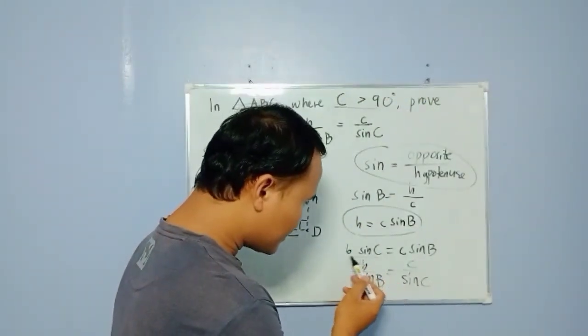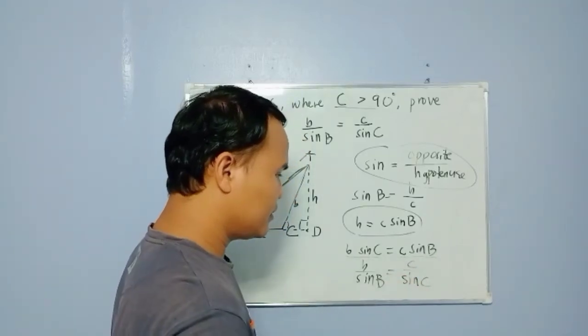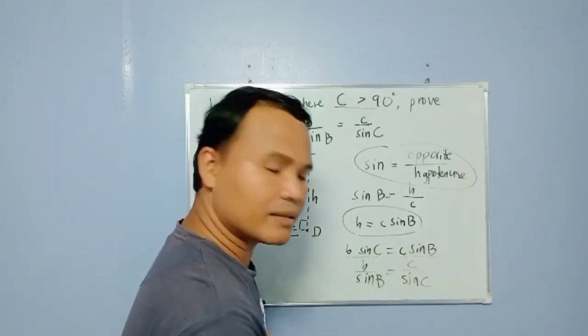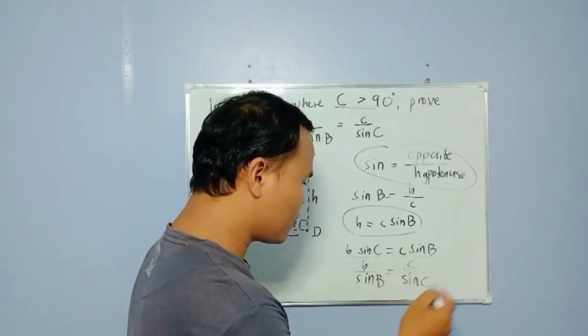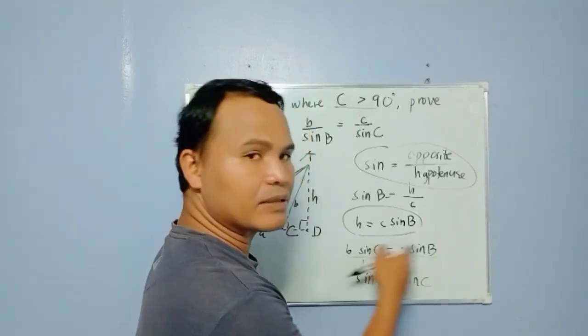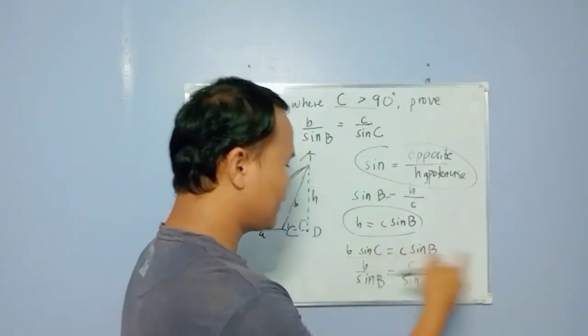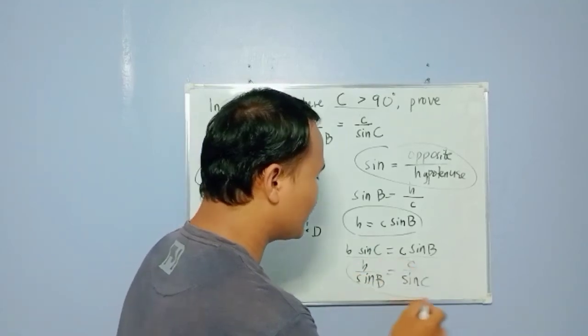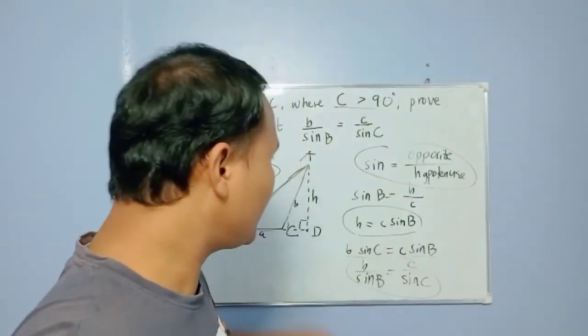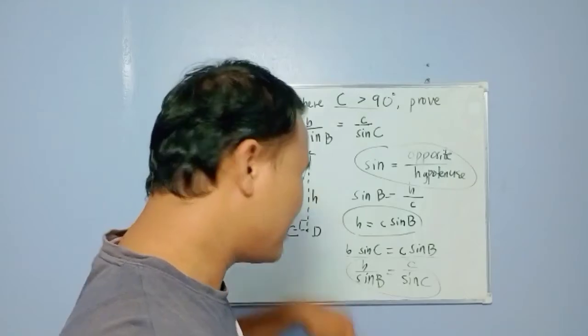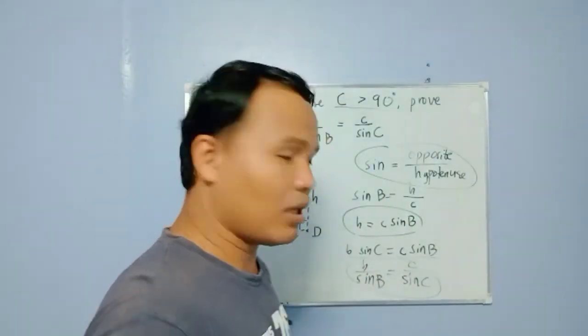These two can be written this way because if we cross multiply, it will result in this statement. Now, we have proven that b over sine B equals c over sine C.